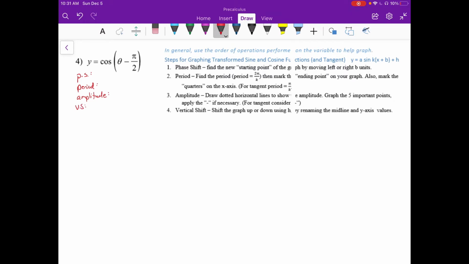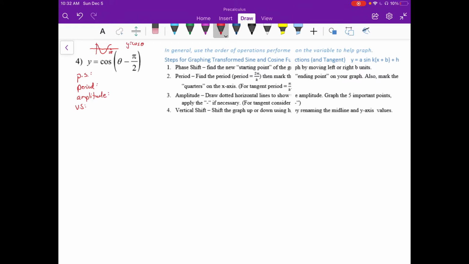This is a cosine graph. We should know what the parent function looks like. Cosine starts up at 1, goes down to 0, down to -1, and back up to 1 at 2 pi. That's the normal cosine graph, just y equals cosine theta.